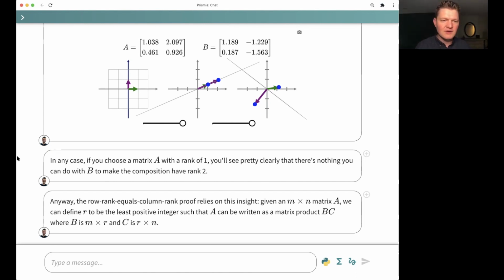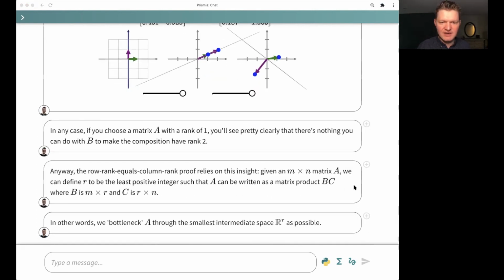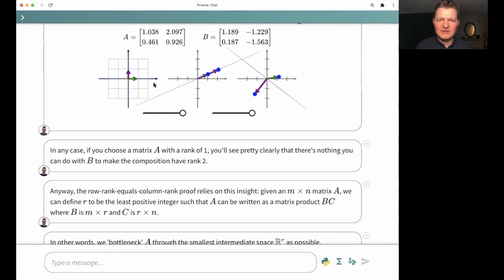So in other words, we're bottlenecking the matrix A through the smallest intermediate space as possible. So the smallest dimensional space here in the middle. So the idea is like maybe this initial input is R10 and this output is R8, but maybe it's possible to write the whole transformation as something that goes through like R3 here in the middle. So you're able to squeeze it down to a 3D space. And then there's some other transformation that takes that 3D space and appropriately positions it over here where the range actually is. So the idea is, you want to make this as tight as possible.